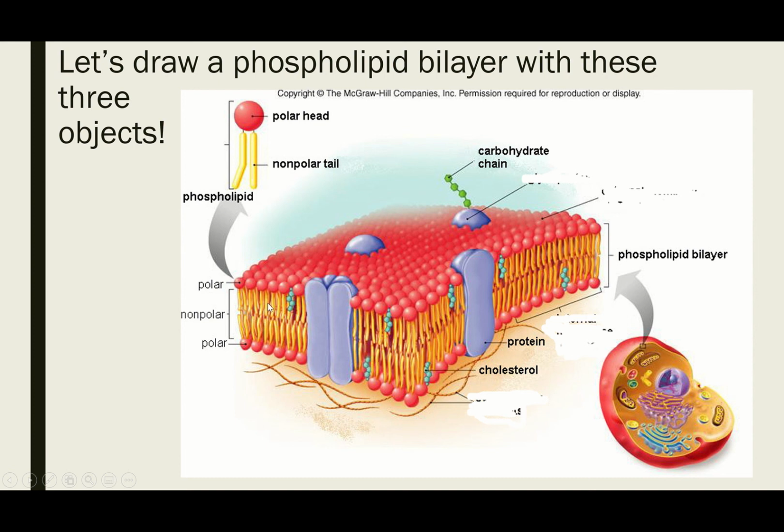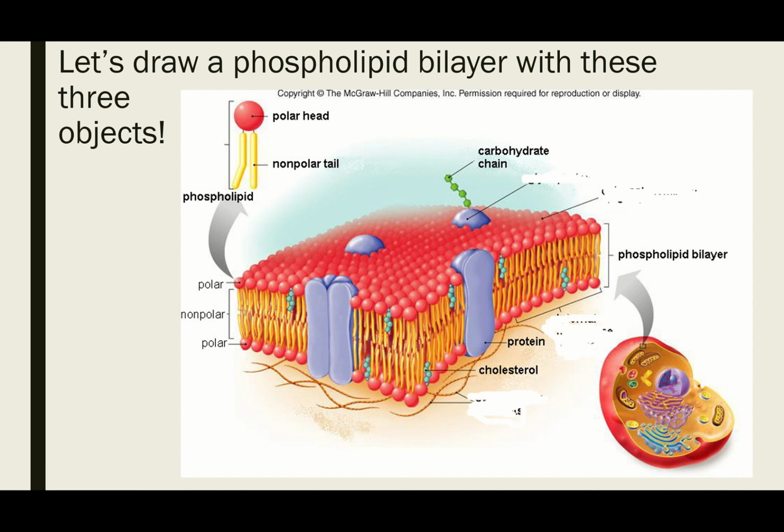Take a second and draw this. If you're having trouble, you can go into the book and look at a picture as well. That might help you. But you want to make sure that you have a picture of this as well, with the cholesterols, with the protein, and with a carb chain. At least one of each. You'll want more phospholipids because they make up all the extra stuff, but at least one cholesterol, protein, and carb chain. When you're done, move on.